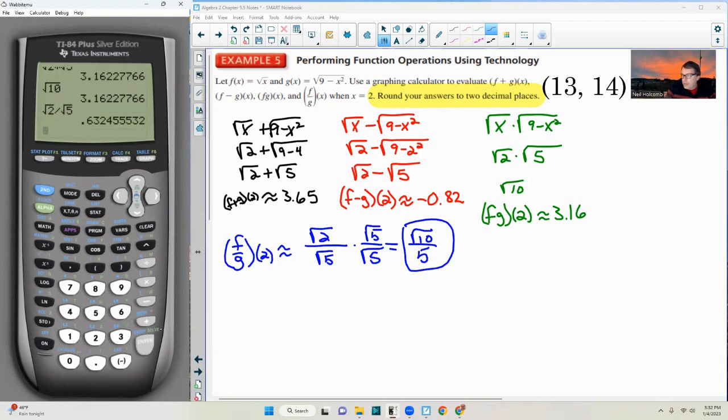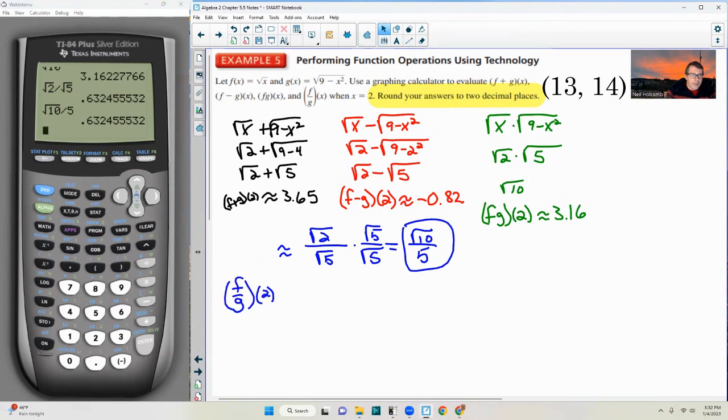And I got 0.6324. Now, if I put the square root of 10 and divide it by 5, do I get the same number? I do. So f of g of 2 is approximately 0.63. Okay, so that's how you use a calculator to do function operations using technology. All right, so now you should be able to do problem numbers 13 and 14 if you have one of these calculators.